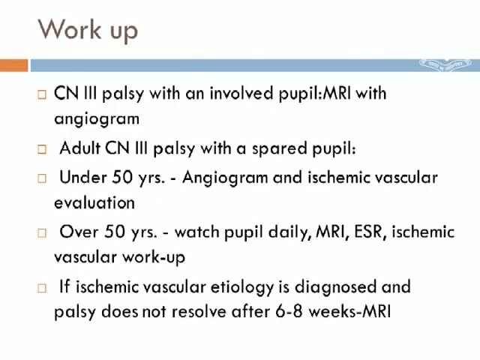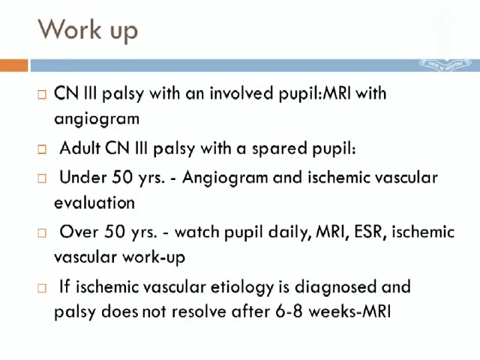So when you have a third cranial nerve palsy with an involved pupil, MRI brain alone is not sufficient. You have to do an angiogram. When you have an adult third nerve palsy with a spared pupil under 50 years, still you have to do an angiogram, at the same time do an ischemic vascular evaluation.